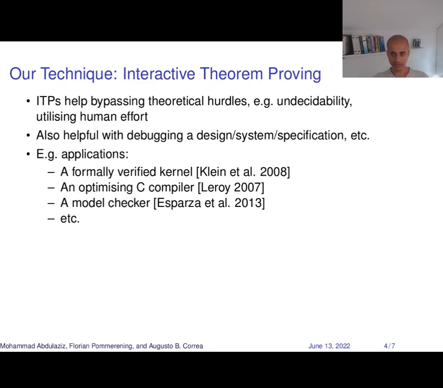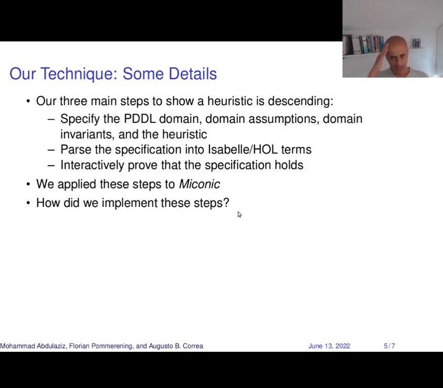They're also helpful when it comes to debugging a design or a system or a specification or a theorem, because you can always look at where the proof breaks and try to understand why, and then understand where your bug is. Because of these advantages, they have been successfully applied to the biggest formal proof and verification projects ever done, like for example formally verifying a kernel or a compiler or a model checker. So that's why we're trying them in our application here.